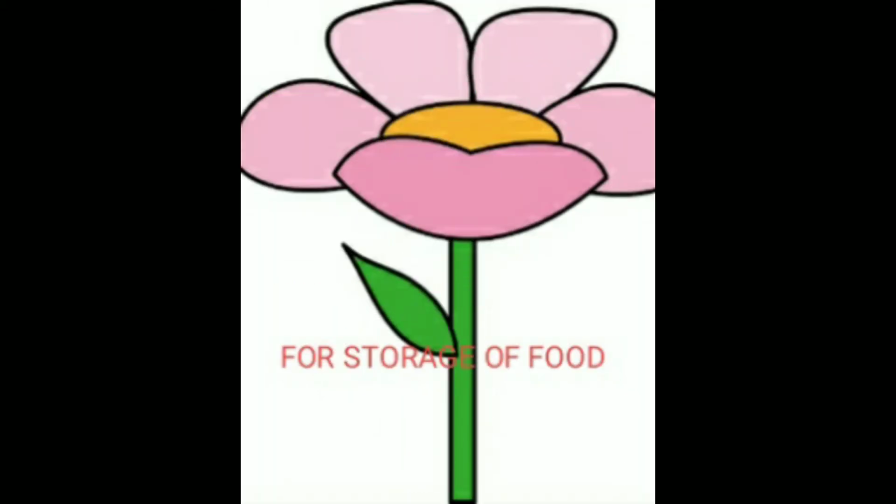Modification of stem. Stems of some plants are modified to perform special functions such as making food, storing food and so on. For storage of food underground, there is modification of the stem. In some plants, stems do not grow above the soil, but they grow underground. These are called underground stems. These stems store a large quantity of food in them. Modified underground stems have different structures and are therefore given different names.